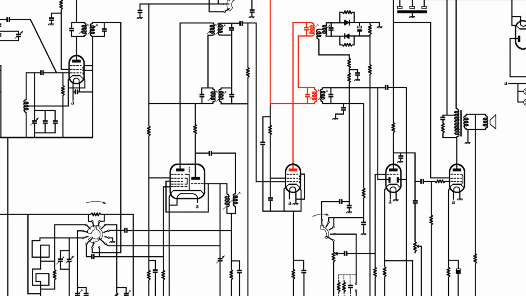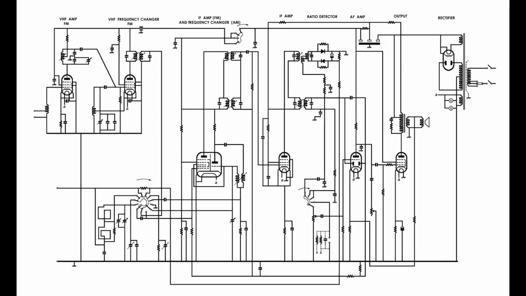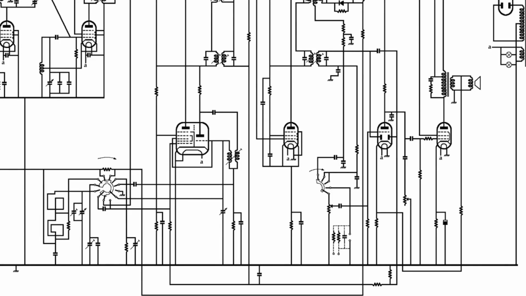The current being drawn by the anode of the valve is of course being drawn from the positive HT rail, and it's drawn through the primaries of both of the IF transformers, and in doing so it produces the magnetic field that couples with the secondary of those transformers. The top transformer there is actually the ratio detector, and I've talked about that in a previous video. The lower transformer is the second IF for the amplitude modulated frequencies, and we'll pick it up from there.